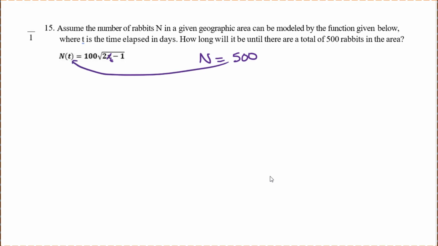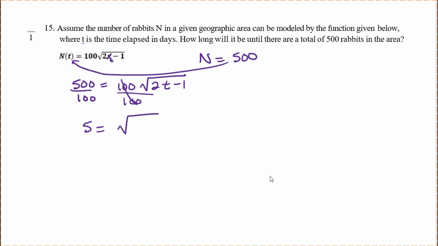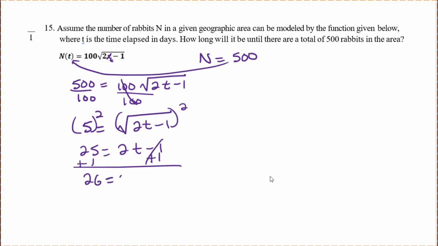So plug in 500, and we have 500 equals 100 times the square root of 2t minus 1. To solve this, we need to isolate the radical. So get rid of the 100 first by dividing it off. 500 divided by 100 is 5. Then we need to square both sides. We have 25 equals 2t minus 1. Now we can add 1 on both sides, then divide by 2 on both sides. We have t equals 13. So this is 13 days in this example.